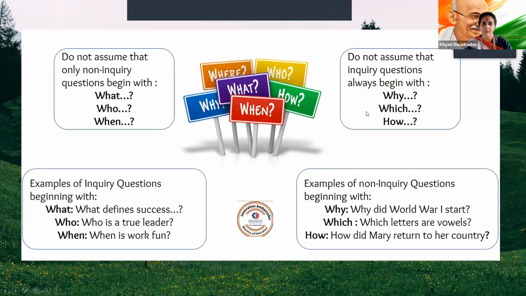And here we are. So now, like I told you in the beginning, if you remember when we did the Blooms, I told you there are these essential words: who, what, when, where, how, and why. So we call them the 5 Ws. So do not assume that only non-inquiry based questions will begin with a W. And do not also assume that inquiry based questions will begin with a which, why, and how.